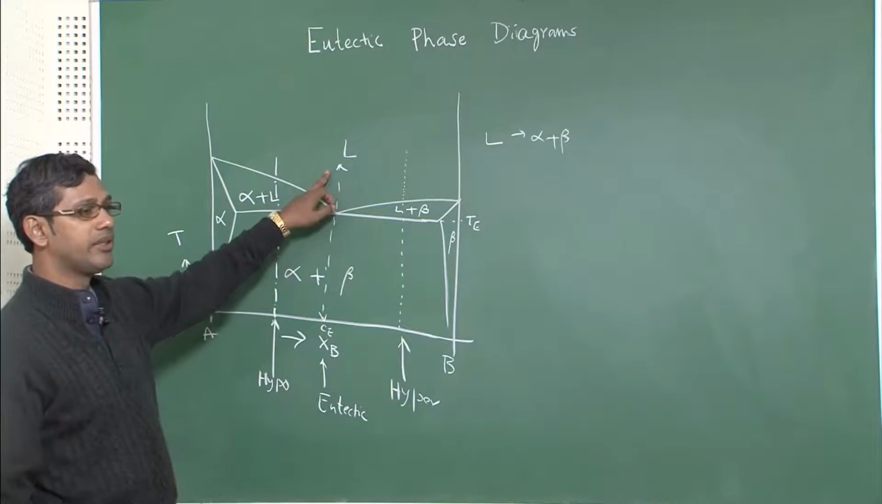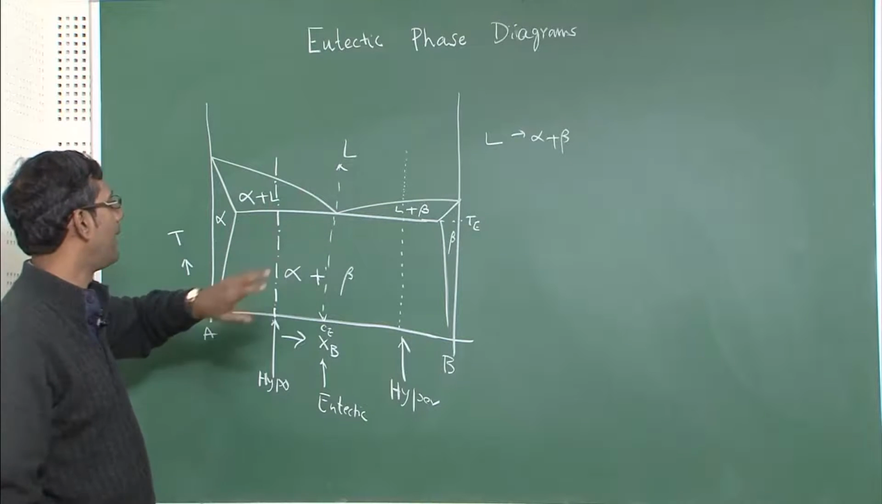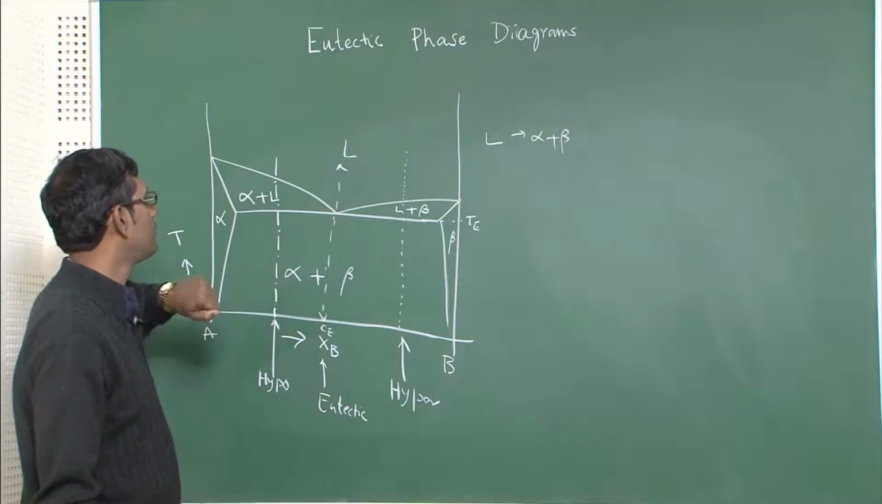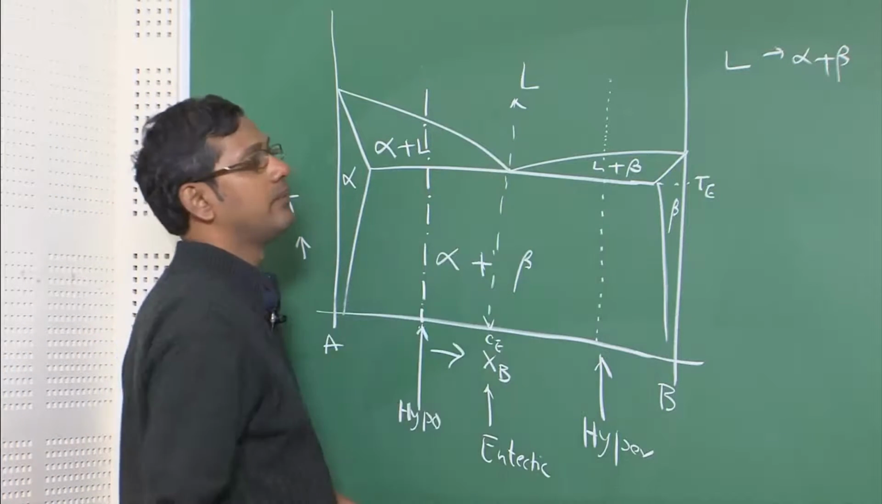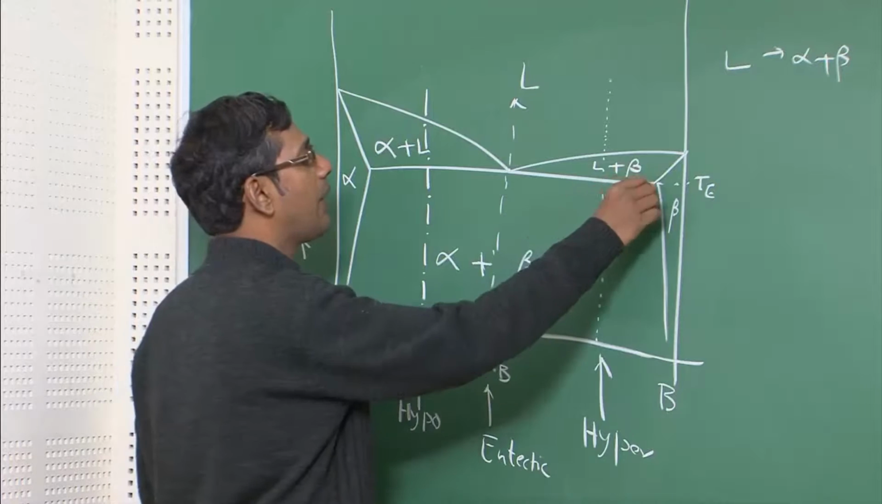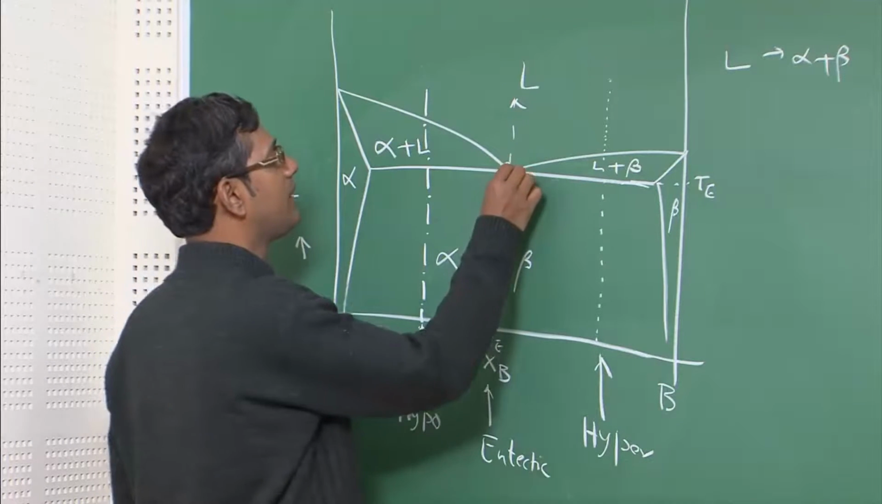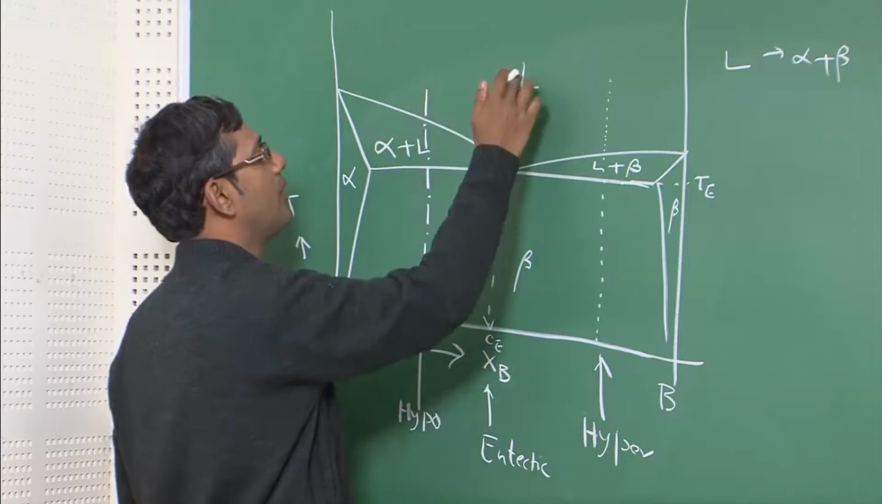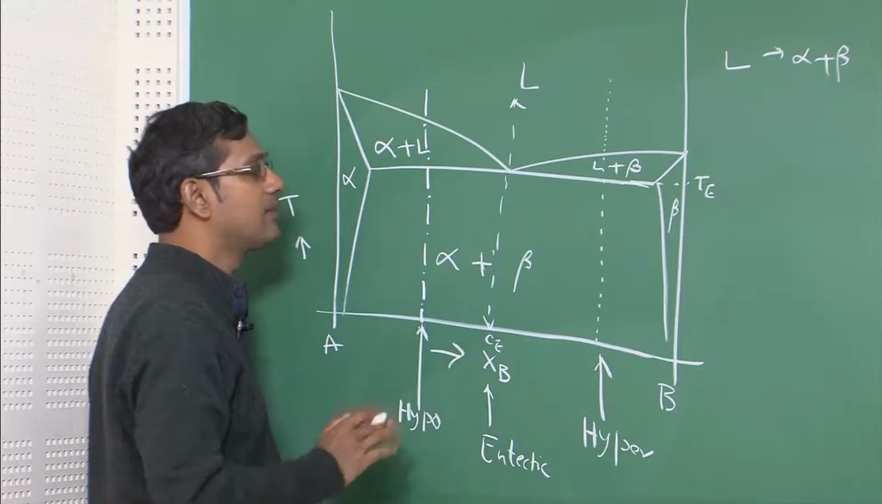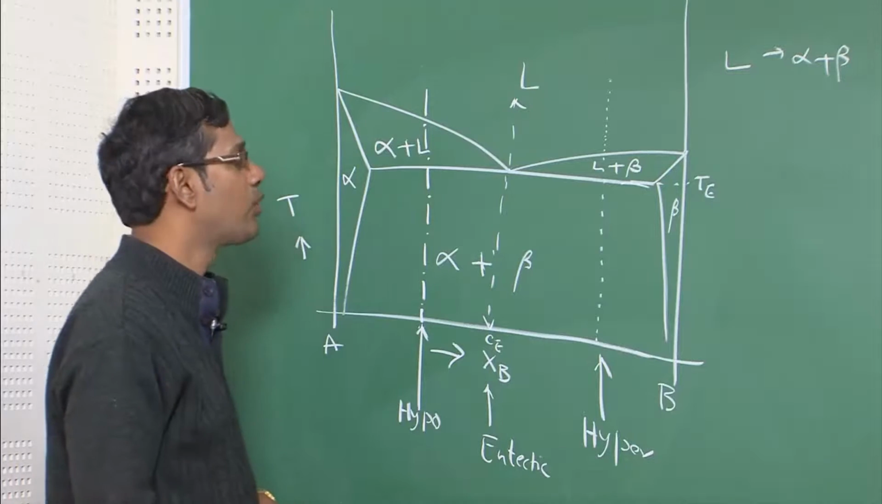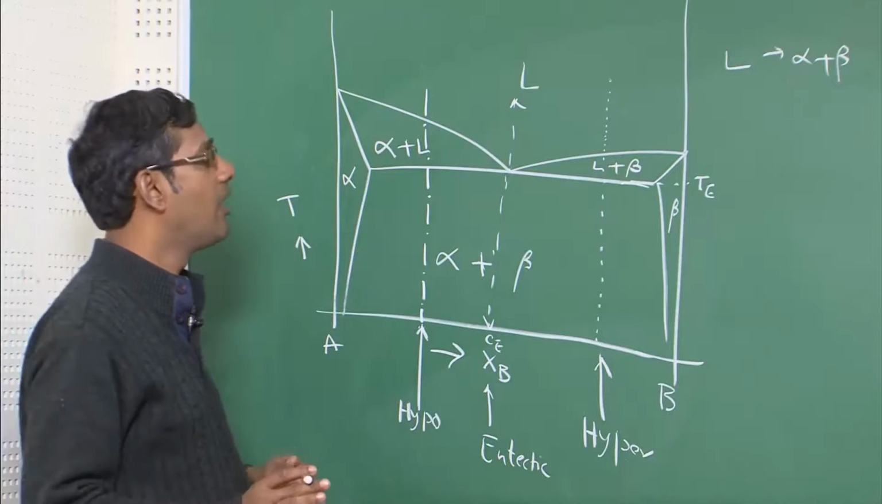If I start with a eutectic alloy here, what will happen? I cool it down, and liquid will remain present even above the eutectic temperature T, because you can see here this is completely the liquid field. So liquid will remain. Only below the eutectic temperature will the liquid react and form two solid phases simultaneously. How does it come?